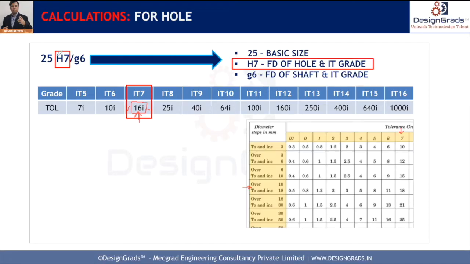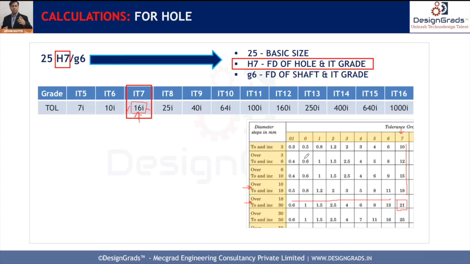Our basic size is 25, so where does it fall? 25 falls here, not here. It will fall between 18 to 30, right? And what IT grade do we have? 7. So if you go to this row, and go to IT7, what tolerance are we going to get? 21 microns. So if you know the IT grade and the basic size, you can directly find out the tolerance for the hole from this chart.